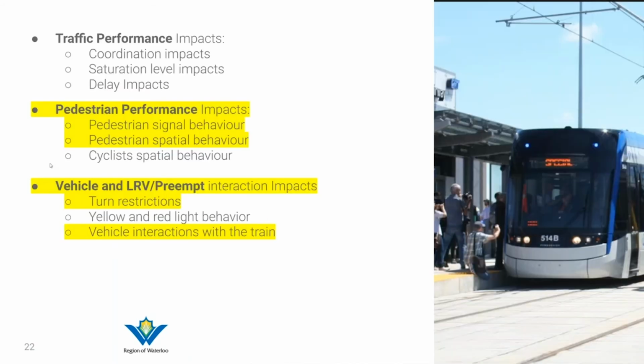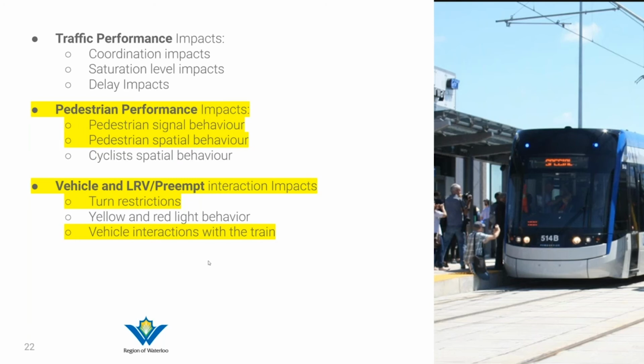So the one I want to get into will cover a combination of things, but this looks at not only traffic performance, so the impacts of coordination, the saturation, the delay, but really looks at the pedestrian impacts. So looking at their behavior, looking at the signal behavior in relation to the spatial behavior of the pedestrians, as well as the cyclists. And then ultimately, how are these LRT or LRV trains actually interacting with the signal and the pedestrians around them, leading to an understanding of how well or how safe this intersection is actually operating.